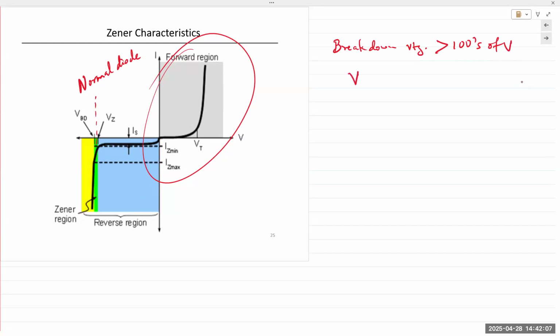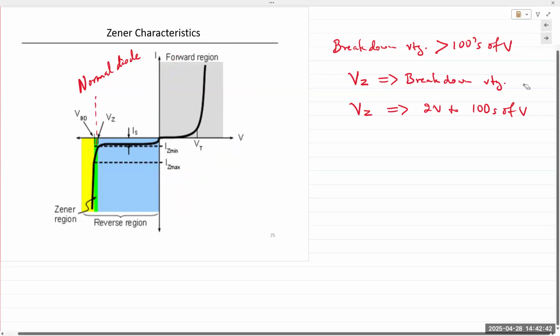In a Zener diode, the breakdown voltage is referred to as VZ, the Zener voltage. And VZ can range from 2 volts to hundreds of volts. Okay, so the breakdown occurs far earlier than in a normal diode. Again, because of the heavy doping profile.